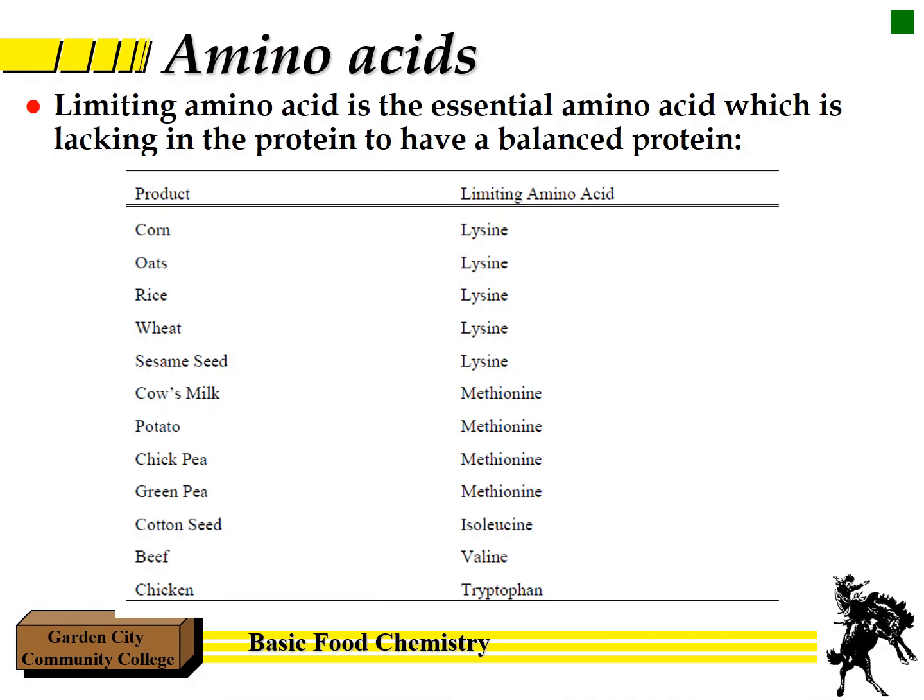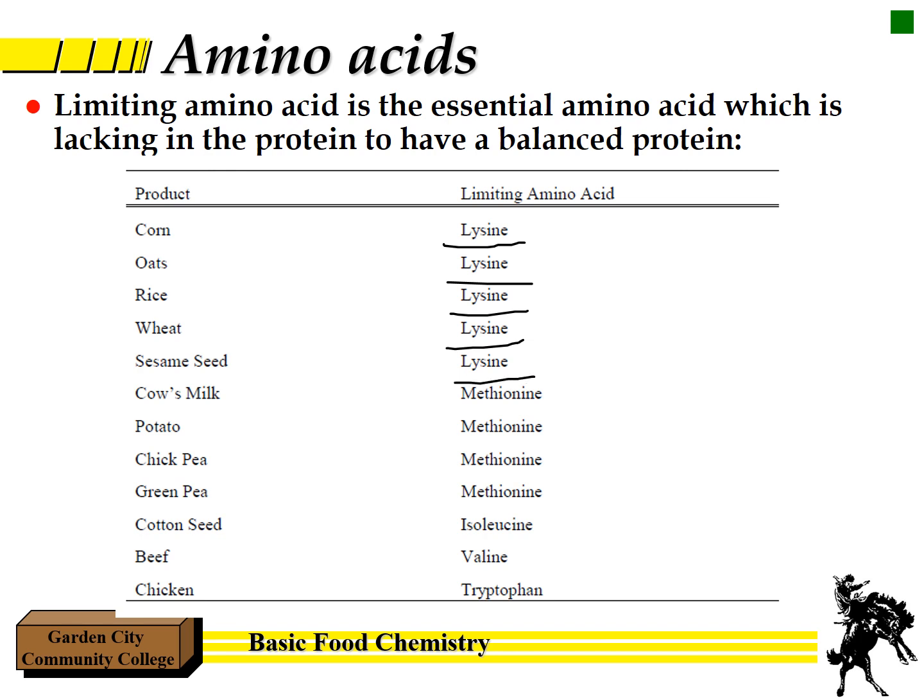So limiting amino acids is basically what it is. It's the essential amino acid which is lacking in the protein to have a balanced protein overall. So basically what that means is corn, the amino acid that's really not there to be complete for most animals or humans is lysine. You see that's a pretty common one there. And so the problem that comes with that is, for feeding pigs, lysine's the most limiting amino acid for pigs. Pigs got to have it.